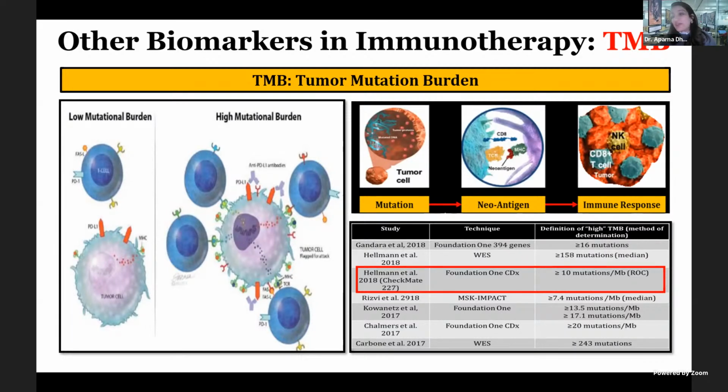So tread carefully. Foundation possibly has the best data where it comes to TMB scoring. If not Foundation, then maybe the assays from Thermo Fisher, which looks at TMB. They do have a couple of white papers, but again, tread carefully.